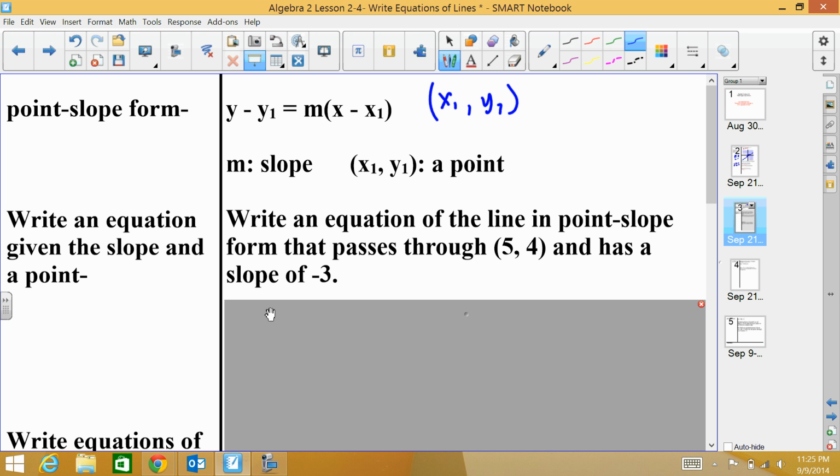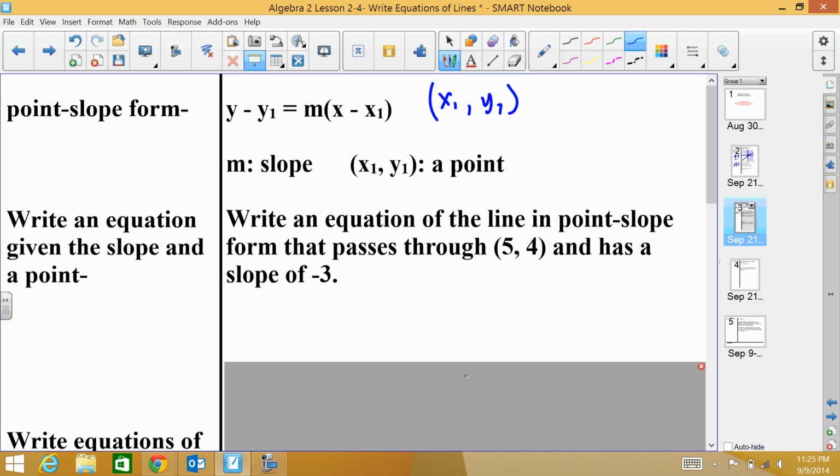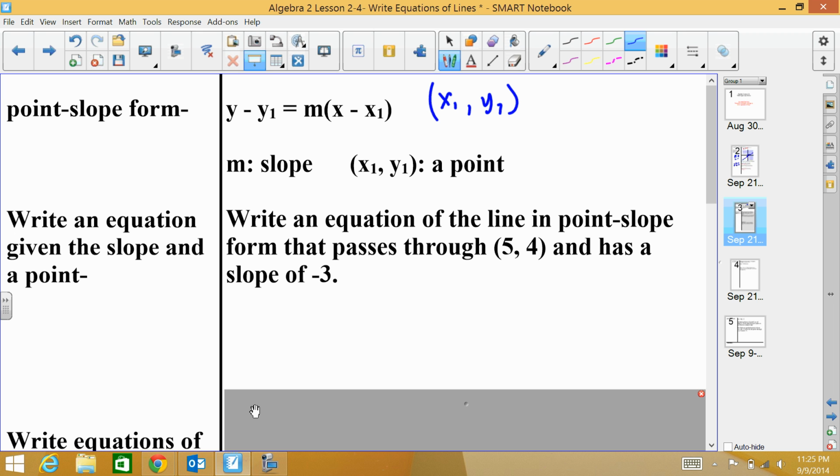So it says write an equation of the line in point-slope form that passes through 5, 4 and has a slope of -3. So we need to look at what information we're given. They want us to write the equation in point-slope form, which is this right here. And it has to go through 5, 4, that's our point. So this is our x1 and our y1. And the slope is -3, so this is our m. So all we have to do to write our equation in point-slope form is just plug in the numbers.